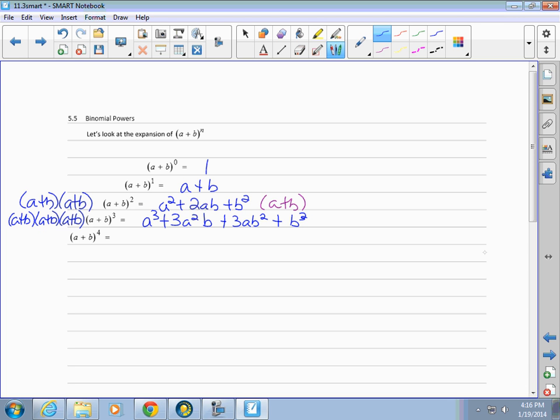If we were going to go one more time and multiply again, this would be a plus b times a plus b times a plus b times a plus b. So a plus b multiplied together 4 times. If we multiply this by a plus b again, we would get a to the 4th plus 4a cubed b plus 6a squared b squared plus 4ab cubed plus b to the power of 4.